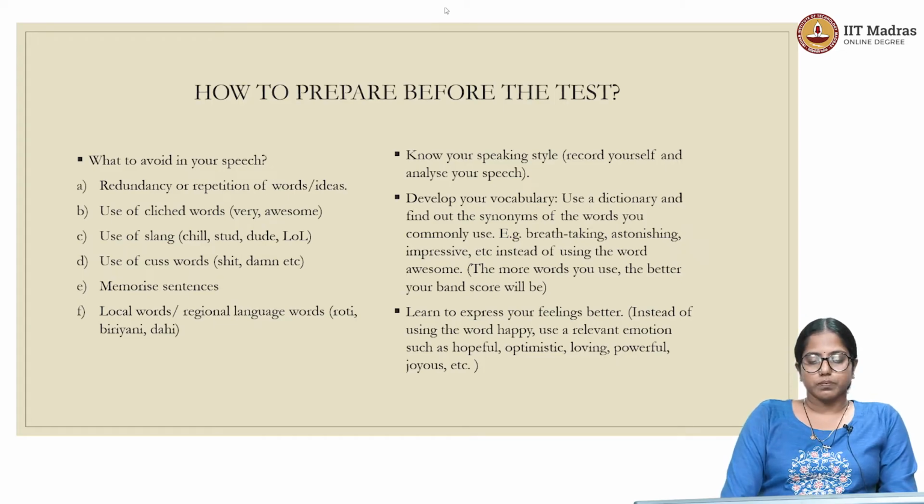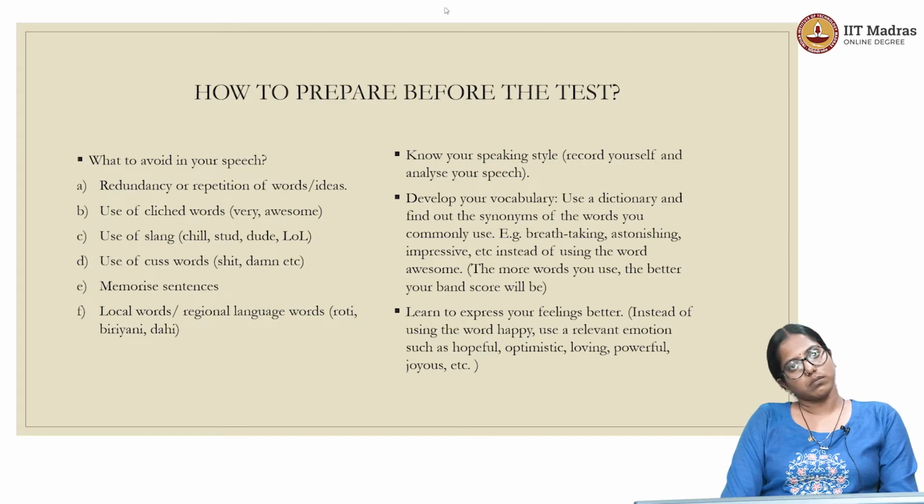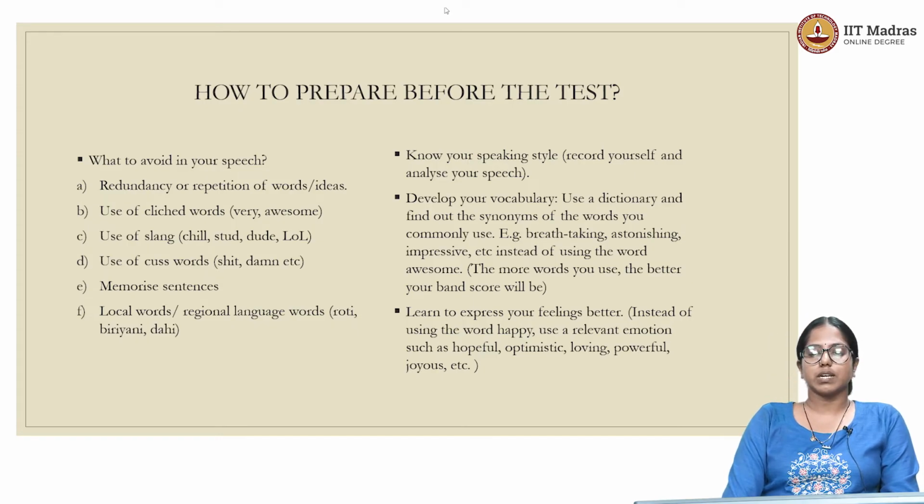And also, as a part of preparing, I would suggest you develop your vocabulary, for which I suggest you use a dictionary and find out the synonyms of the words that you commonly use. For example, words like breathtaking, astonishing, impressive can be used instead of the word awesome. So the more words you use, the better your band score will be.